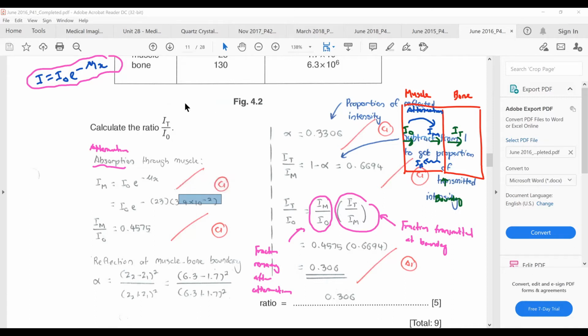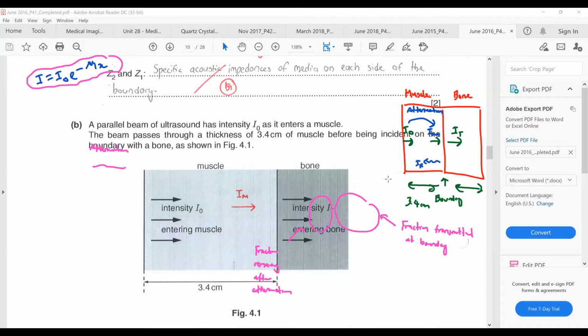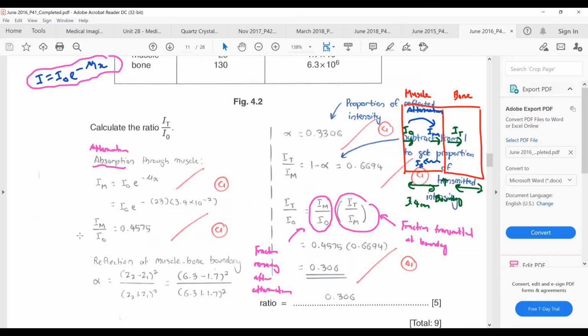So this one is what? 3.4 centimeter. And then this one here, they just give me 3.4 centimeter there. Okay. So eventually the ratio you get is 0.4575. So far so good. Now after that, you want to get the fraction transmitted at the boundary.